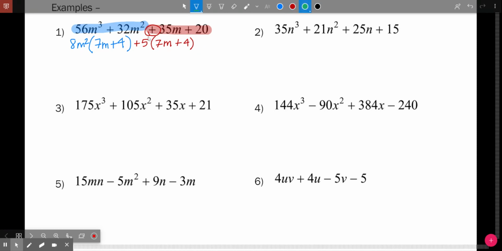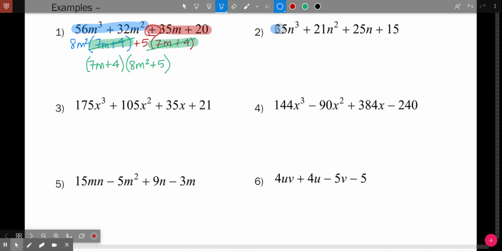When you get here, you have a new greatest common factor. I have 7m plus 4 and 7m plus 4. So I'm going to move the 7m plus 4 to the front of a set of parentheses. And when I divide each term by that 7m plus 4, the second set of parentheses is what's left over.